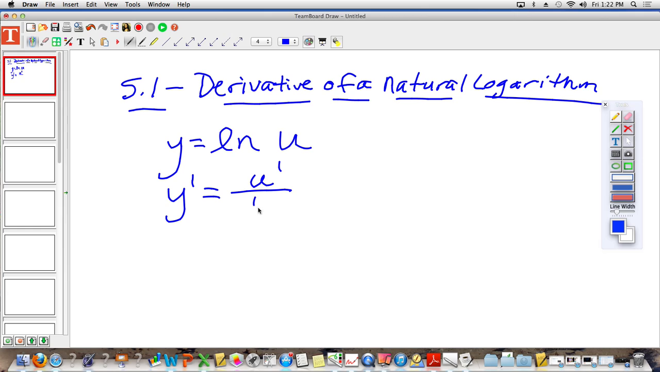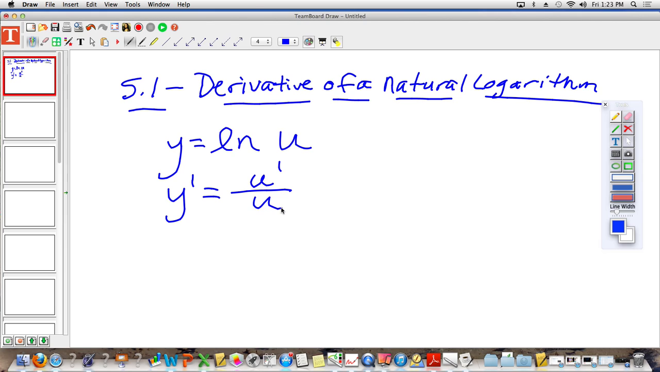And you divide it by u. So you take the derivative of u divided by u itself. That's all you have to do. Some of these things will be so easy. Some of them are going to require you to do more work. We are going to revisit the product rule. We're going to revisit the quotient rule. Yes, I'm sorry, we are going to do all of those things.